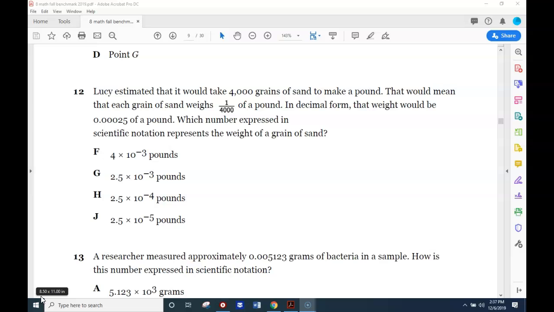F. 4 × 10^-3 pounds. G. 2.5 × 10^-3 pounds. H. 2.5 × 10^-4 pounds. J. 2.5 × 10^-5 pounds.